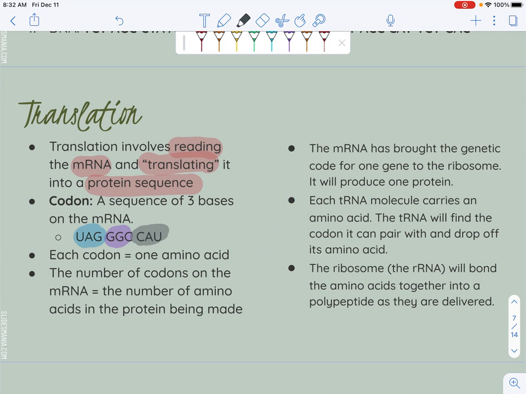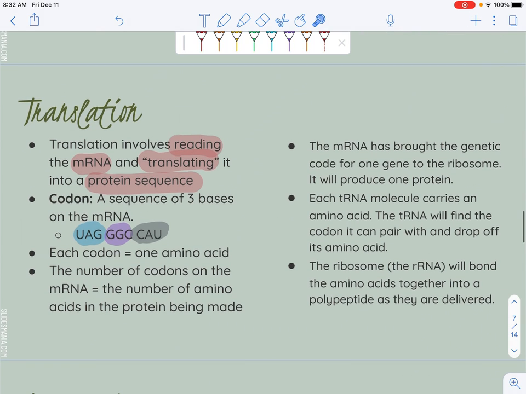And this is important because each codon codes for one amino acid. So we're going to read this 3 letters at a time because each 3 letters is one amino acid. Technically speaking, in case you want to know, the number of codons on the RNA is the number of amino acids that's going to be in the protein being made. I'm not going to ask you that on a test, though.